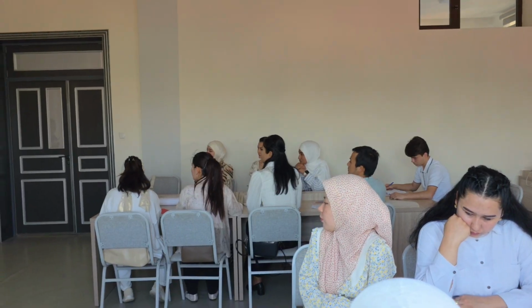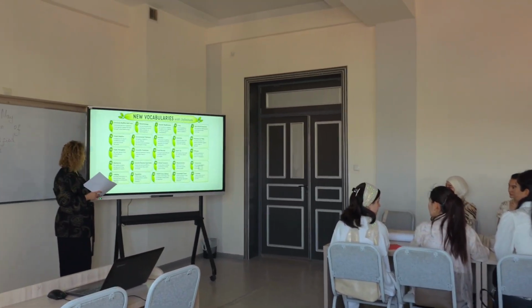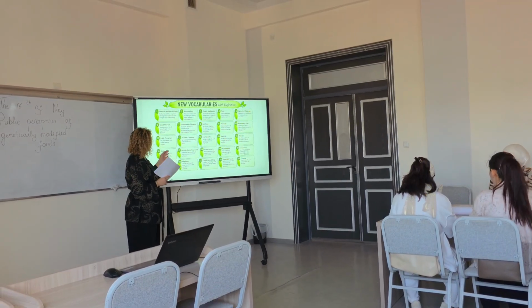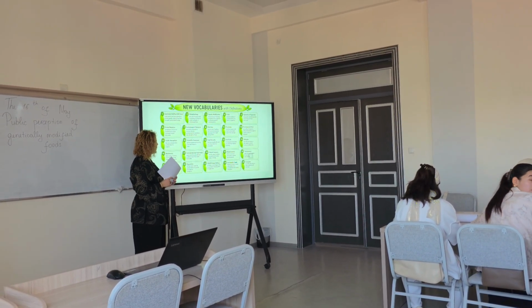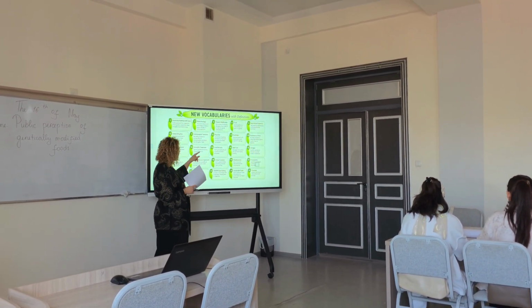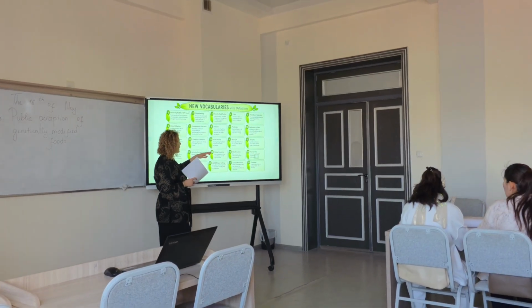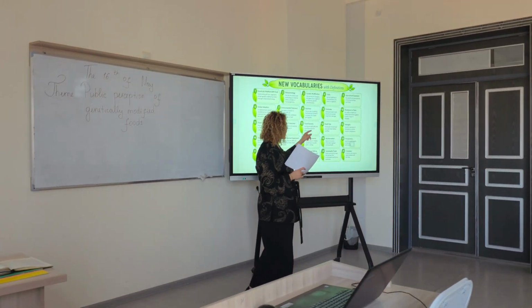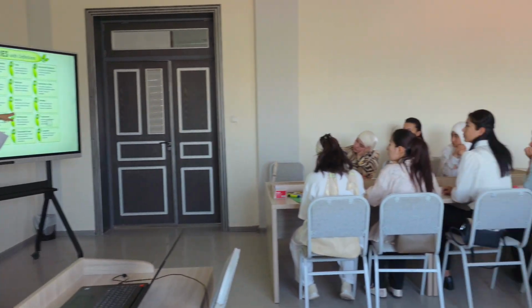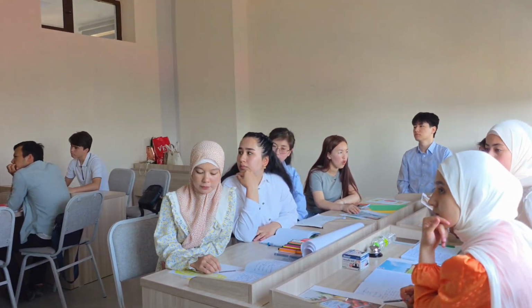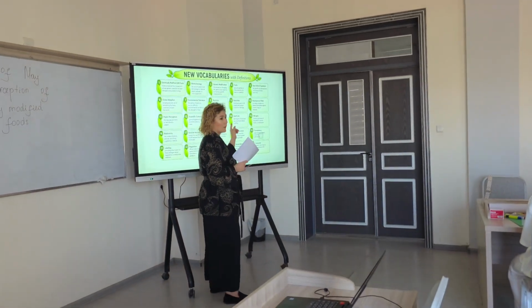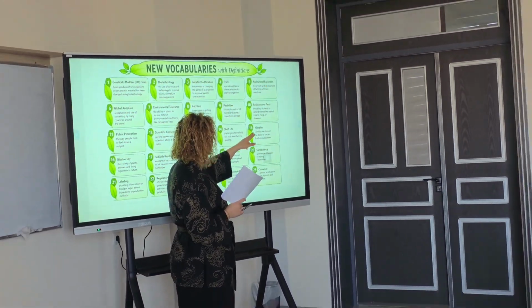Next is public perception, the way people think or feel about a subject. Next is scientific consensus. It's a general agreement among scientists about the topic. Next is food security. Food security is having enough safe and nutritious food for all people. Next is shelf life. Do you know this word? No. Shelf life is the length of time food can stay fresh before spoiling. Is it clear for you? Yes. Okay, next is allergies.